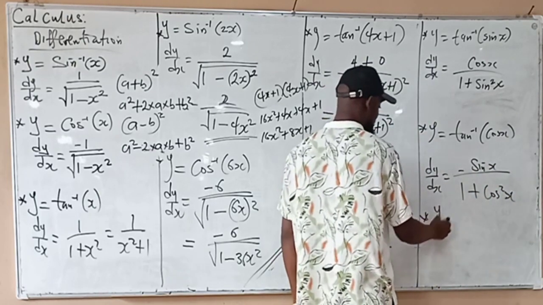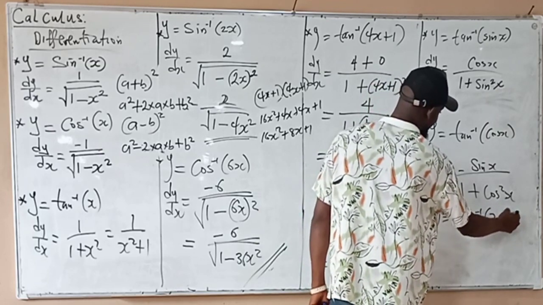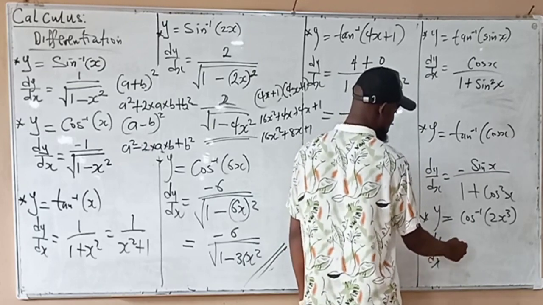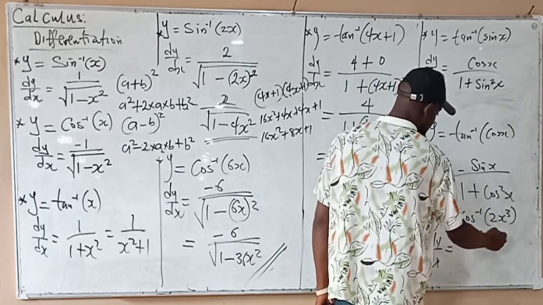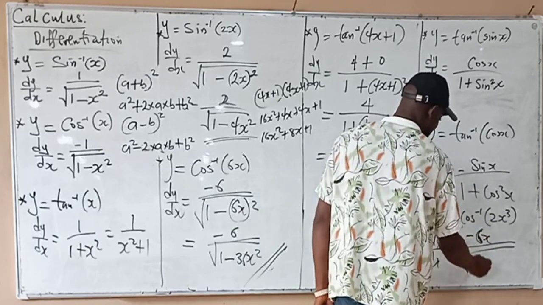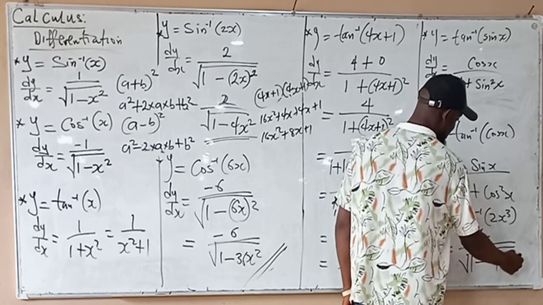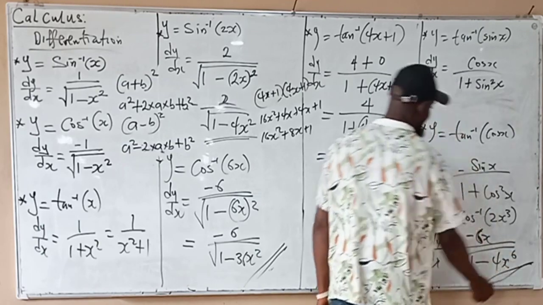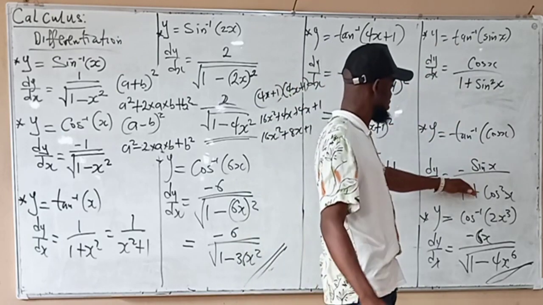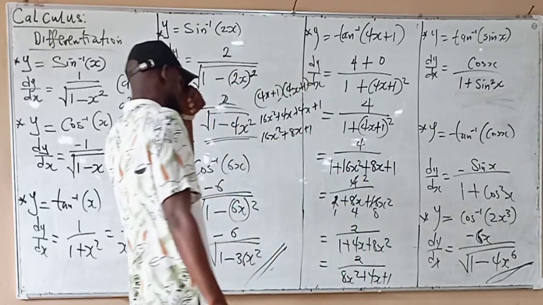If y is equal to cos inverse of 2x cubed, dy over dx will be what? 6x squared over the square root of 1 minus 4x to the power 6. So we are going to have this. I give you these questions. You can try them and see what you are going to have.